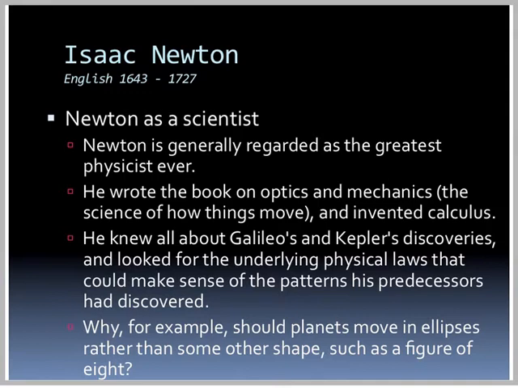And he wanted to understand what the underlying physical laws are that could make sense of the patterns his predecessors had discovered. Why, for example, should planets move in ellipses rather than some other shape, maybe a figure 8 or a square? What causes them to move in that particular shape? This is the scientific question: why does something behave the way it does?